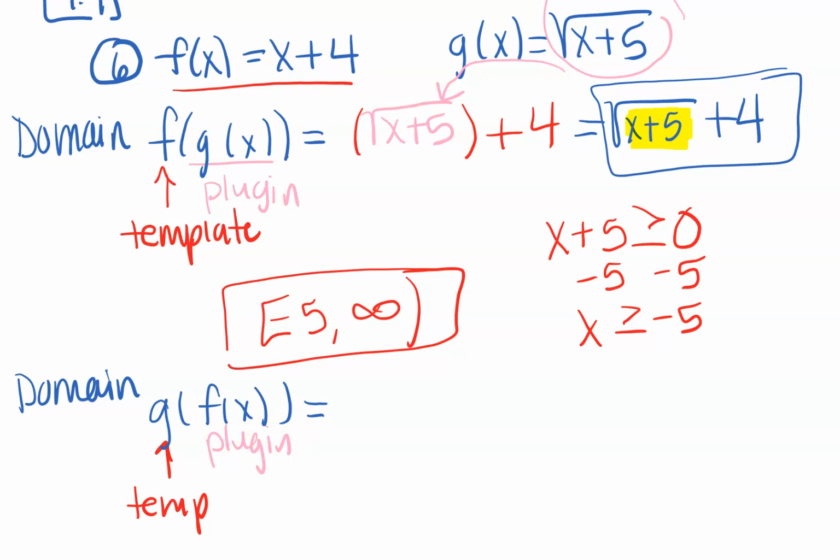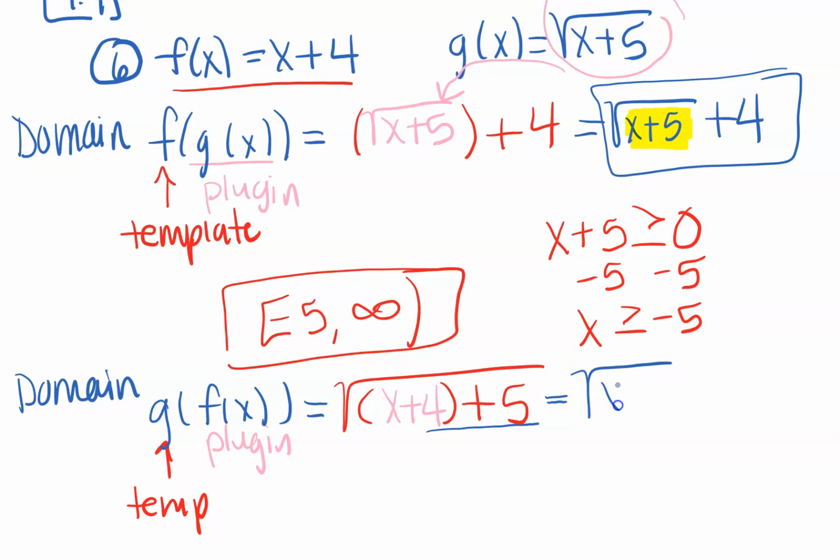First I'm going to start with my template. I'm going to take my g function, the square root of something plus 5, and put my f function everywhere I have a parentheses, which is x plus 4. Then clean that up. In this case, we can actually add those two together, so that gives me the square root of x plus 9. So this is your new composed function, g composed with f.